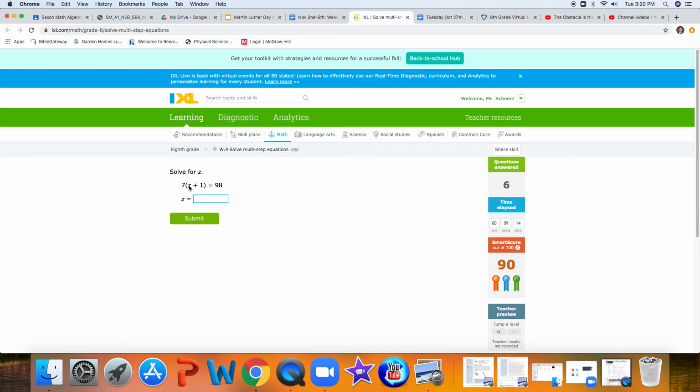Subtract 7 from both sides. 98 minus 7 is 91. 7z equals 91. Divide by 7. Divide by 7. We've got 91 divided by 7. If I set that up, 7 goes into 9 one time. Multiply by 7. Subtract 2. Bring down the 1. 7 goes into 21 3. Z equals 13.